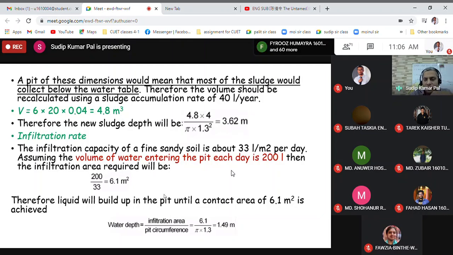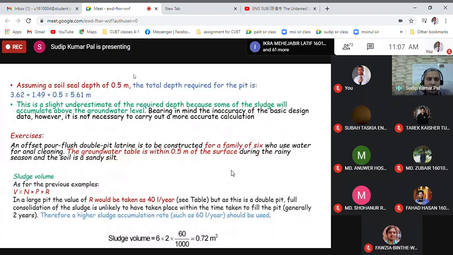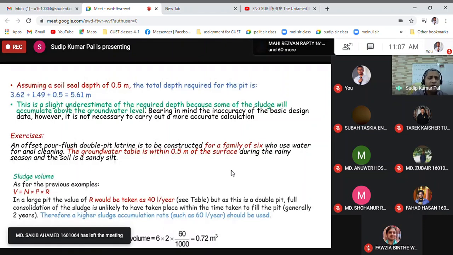In this case, infiltration is not required because there is no infiltration, because people are not using water, and sullage water is separately disposed of. But just to show you, if there is infiltration, then how you have to calculate this infiltration volume in terms of depth. The total depth includes the soil seal depth of 0.5 meter, and that is approximately 5.61 meters, I mean, roughly 5.6. If we do not use this infiltration, then maybe 3.6 and 4 point something is the total depth required.